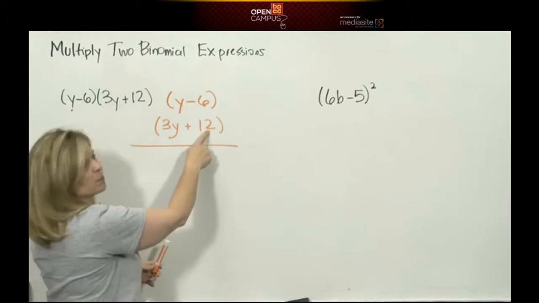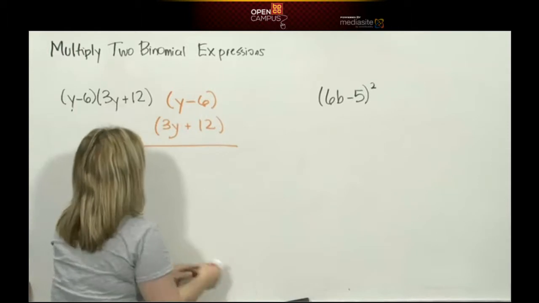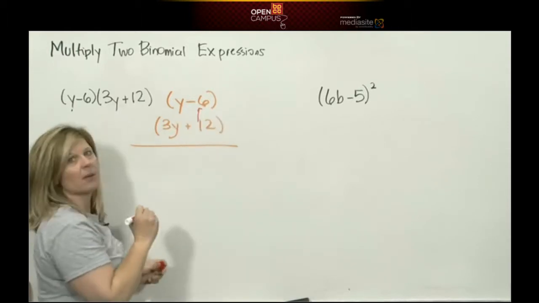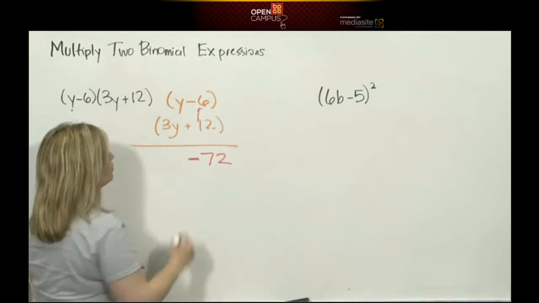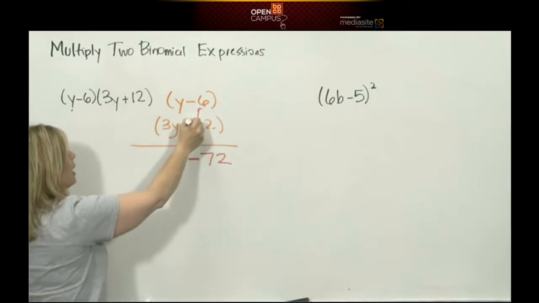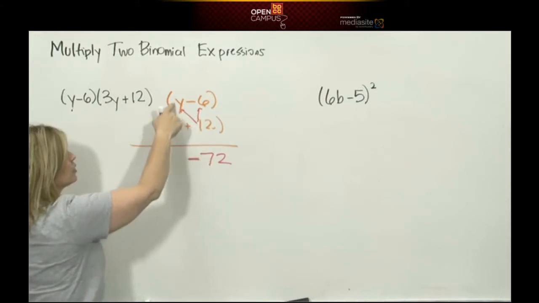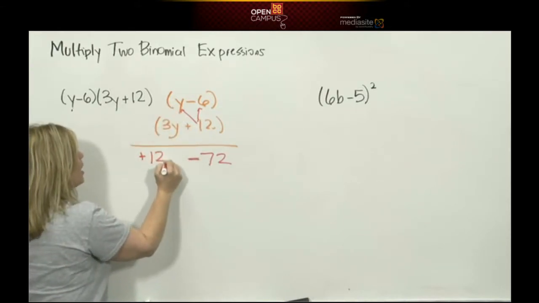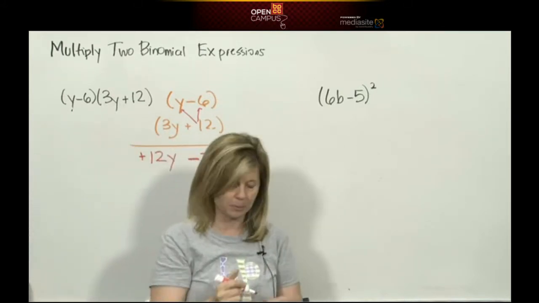We start with the ones place. We're going to do positive 12 times negative 6. Well, first of all, what's a positive times a negative? It's a negative. 6 times 12 is 72. Now we're going to distribute. Positive 12 times positive y. Positive 12 times y would be positive 12y. It is very important to watch your signs.